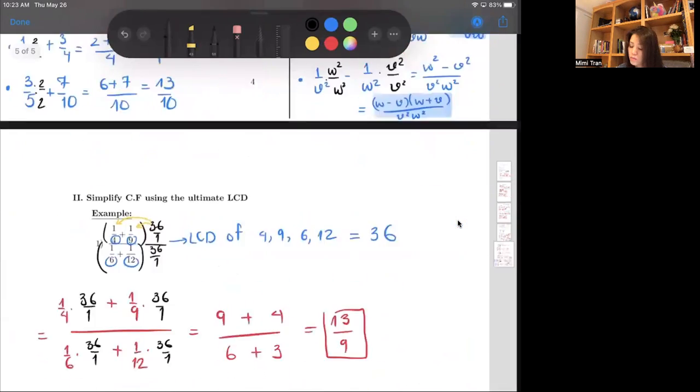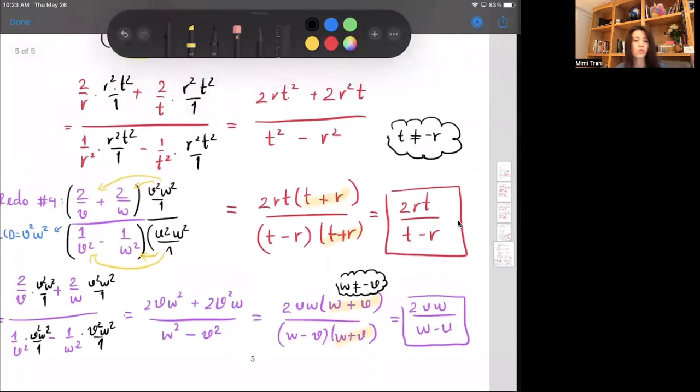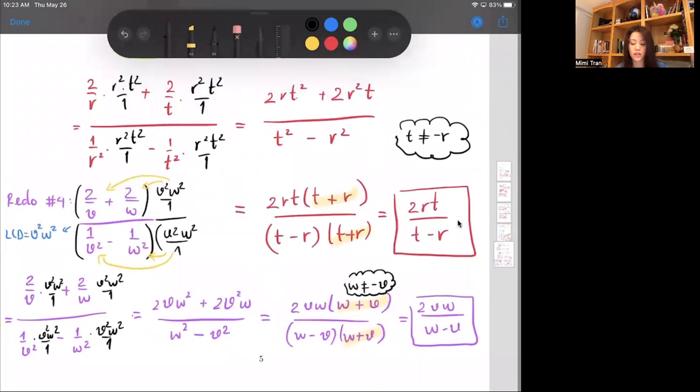So whichever way you like. I like the second one, but I'm not going to make you do it if you don't like it. Whichever floats your boat.